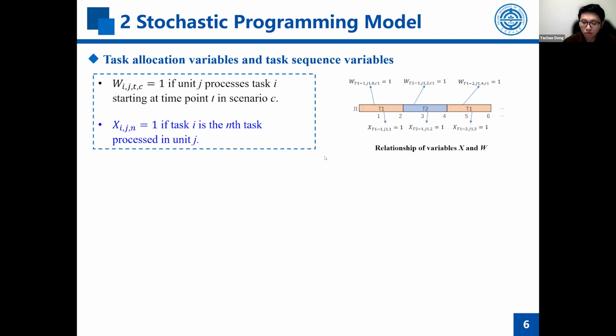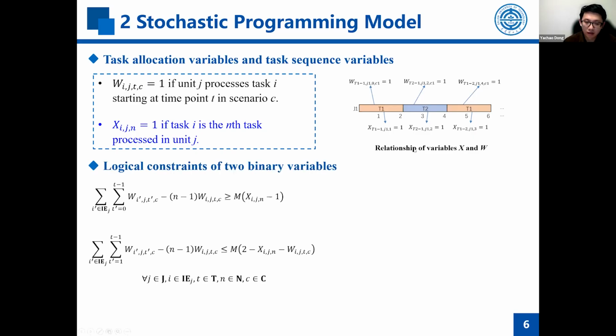So it is 1 if task I is the nth task processed in unit J. And on the right, we show the relationship of the X variable and the W variable. Note that we use the executions of the tasks in the model. In this example, T1 is followed by T2 and afterwards T1 again. Therefore, the first batch of T1 is written as T1-1 here. That's how the relationship of variable X and W is.